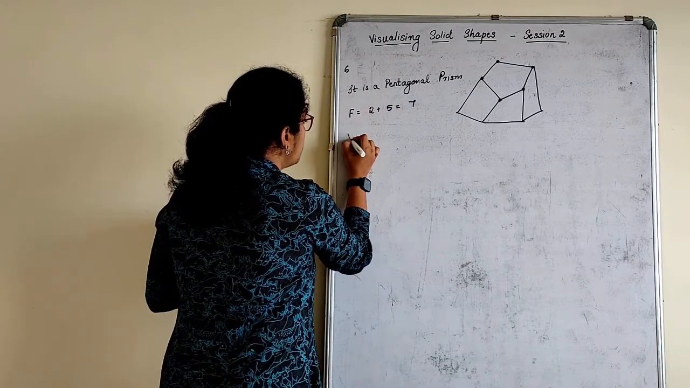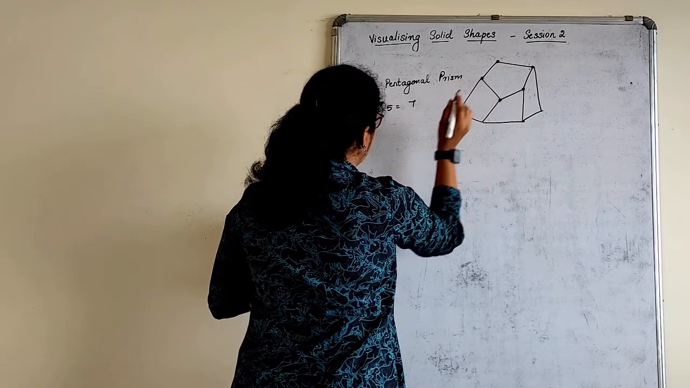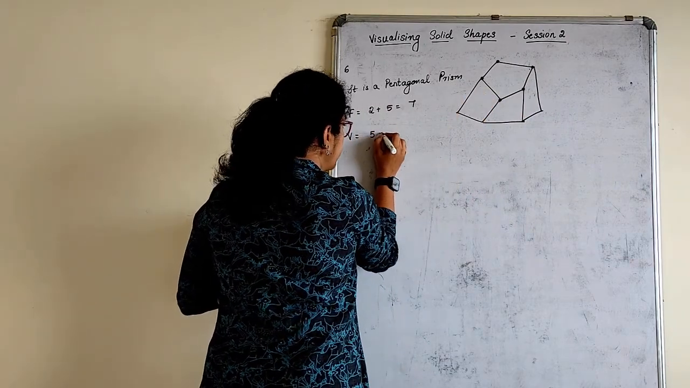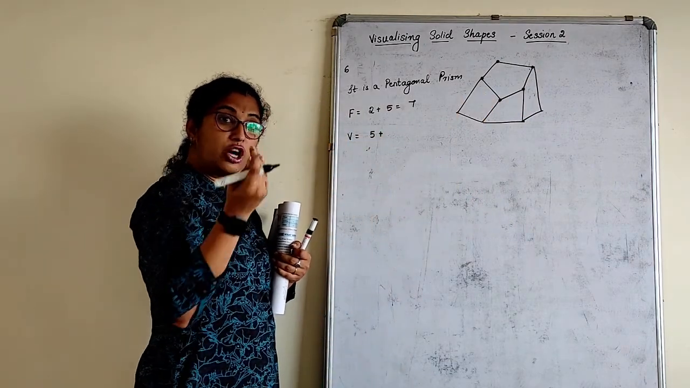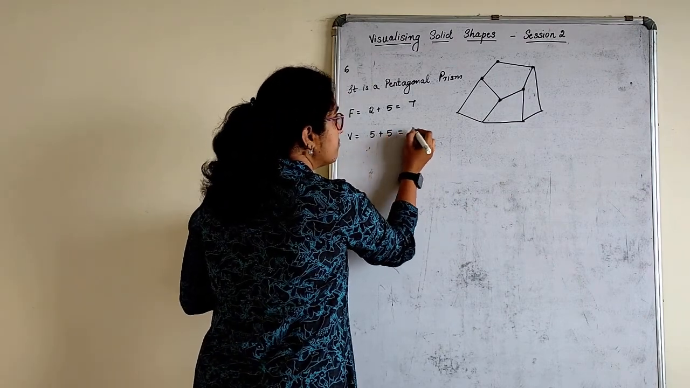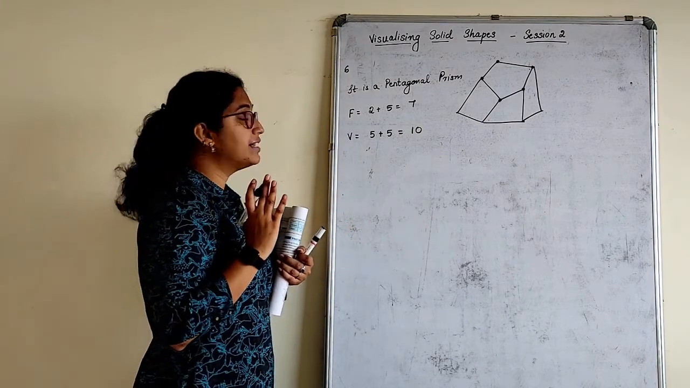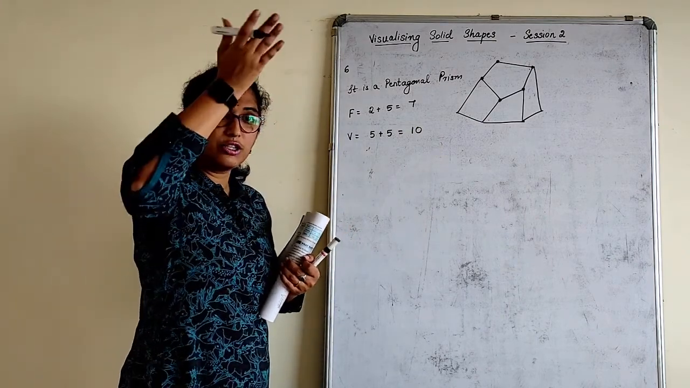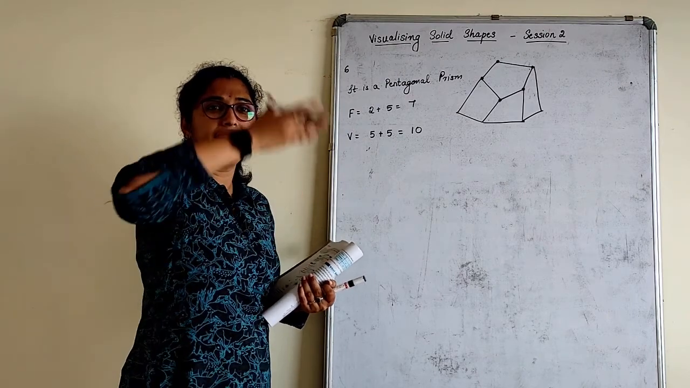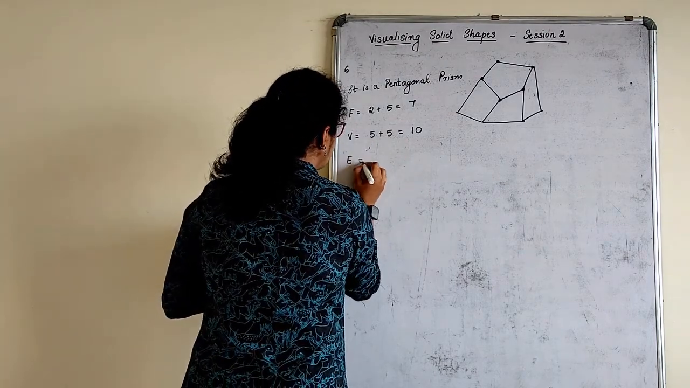So next is vertices. Count 1, 2, 3, 4, 5. What 5 you can see at the top you have written. 5 in the top, bottom also 5 will be there, children. 5 plus 5, so it is 10. Very simple to count vertices actually. 5 points at the top and 5 points at the bottom, with that we join the line segments. There are 10 vertices.